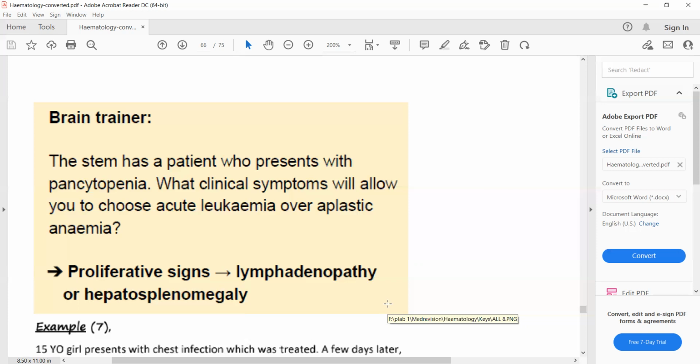The third point on the basis of which we can differentiate between aplastic anemia and acute leukemia is that if lymphadenopathy and hepatosplenomegaly is present, then it is most likely acute leukemia, because there is no lymphadenopathy or hepatosplenomegaly in aplastic anemia. And the reason I have already told you: because no cell lines are present, there will be no infiltration of the lymph nodes or liver or spleen.